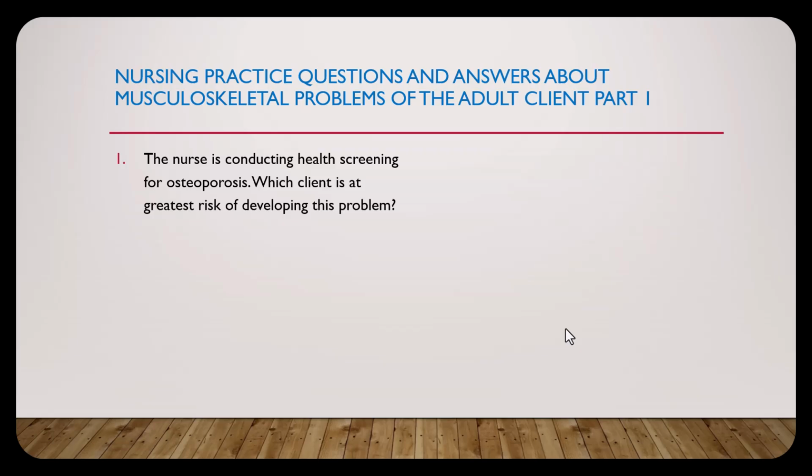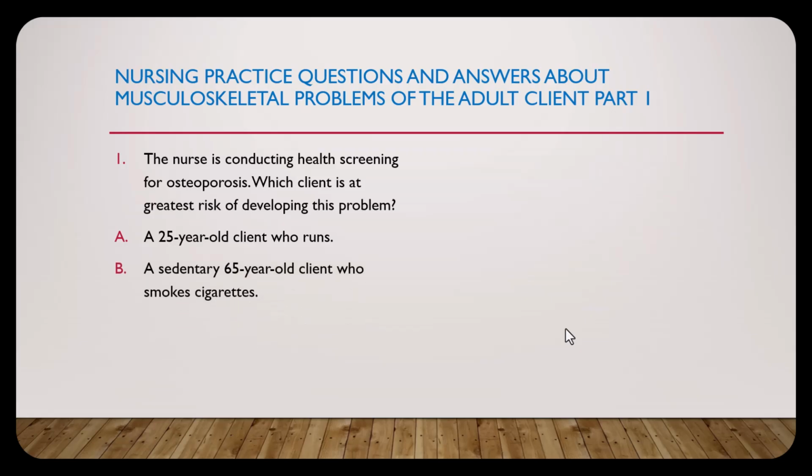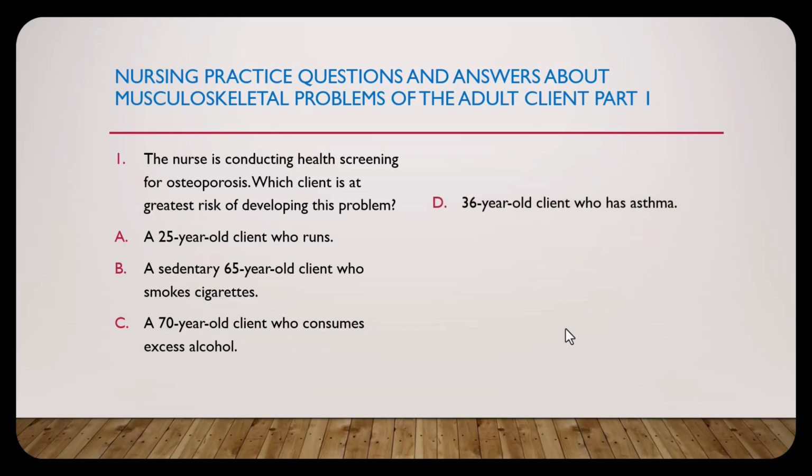So these are the options. Option A, a 25-year-old who runs. Option B, a sedentary 65-year-old client who smokes cigarettes. Option C, a 70-year-old client who consumes excess alcohol. Option D, a 36-year-old client who has asthma.